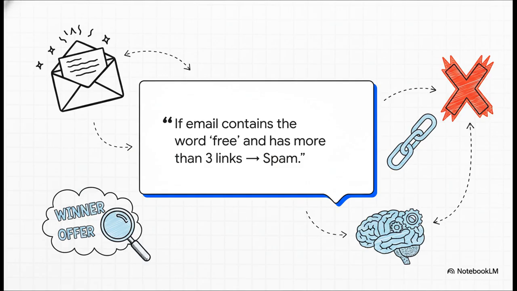And you know what? These rules can be surprisingly straightforward. For example, a classifier might learn a rule just like this one. If an email has the word free and it has more than 3 links, then boom, it's probably spam. It's all about finding those little combinations of clues that lead to a really good guess.